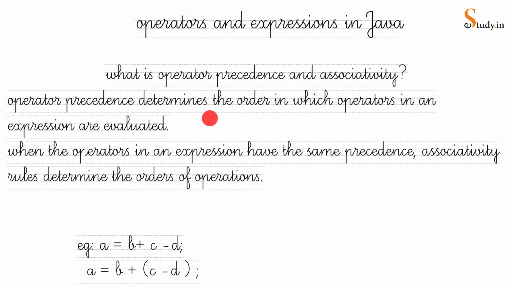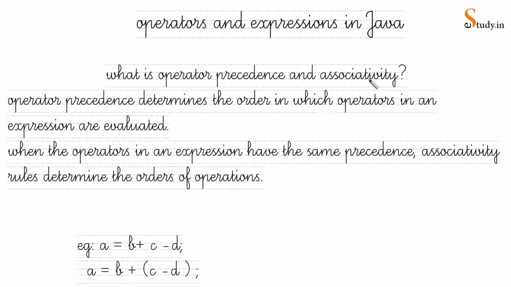Operator precedence determines the order in which operators in an expression are evaluated. In simple words, it means what is the order in which the operators will be evaluated. If we have different operators in an expression, what is the order in which they will be evaluated?